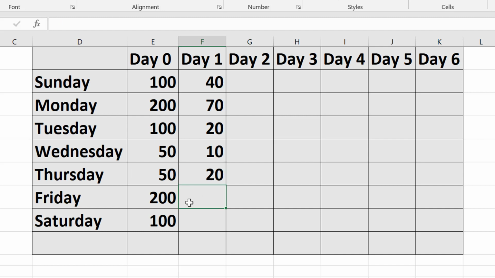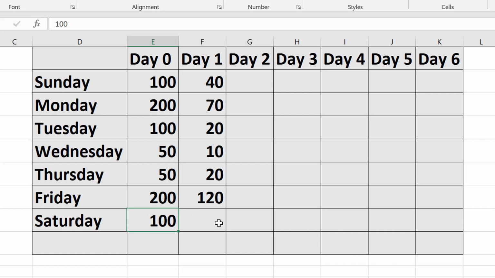And then on Friday, let's say the day 1 got 120 people, because the number over here on day 0, which is Friday, is obviously 200. So let's suppose that out of these 200, we got 120 on Saturday. Fine. And then this is Saturday.